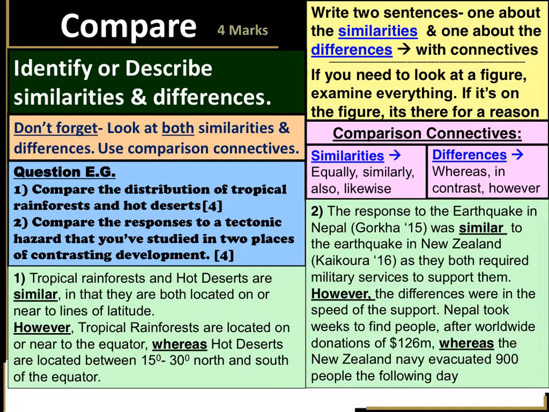Here's the questions and the possible answers that have been put together on one slide. If you want to review them, again you can see in the pink box the support materials for you, the similarities, the differences, those comparison connectives. You can see in both of them it is similar, that's underlined and in bold, and then a however and a whereas. Those are perfect comparison connectives, and it forces you to write about both sides of the argument, talking about the similarities and the differences.